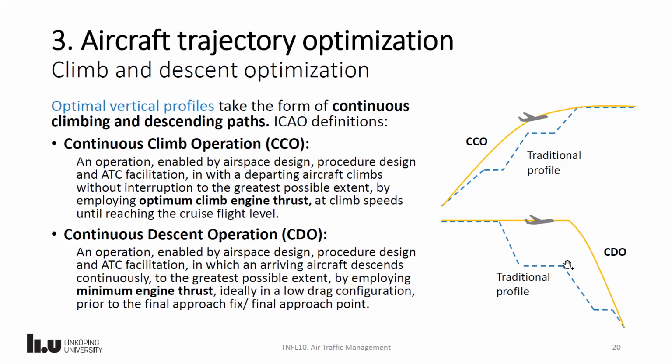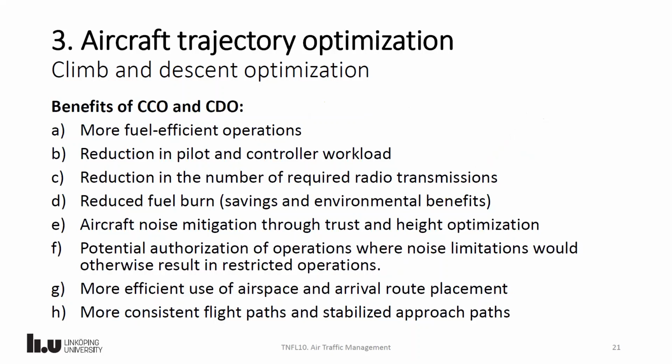Okay. So this is for continuous climb operation and continuous descent operation. These are some of the benefits that continuous climb operation and descent operation have. We have more fuel efficient operations. We have reduction in the pilot and controller workload, because if you're doing a step climb or a step descent, you have to keep communication with the air traffic controllers. Okay, I'm flying in this flight level, communicating the points on which you are descending and such. But if you're doing a continuous climb or continuous descent operation, you just have to say, okay, this is my descent path, and that's it.